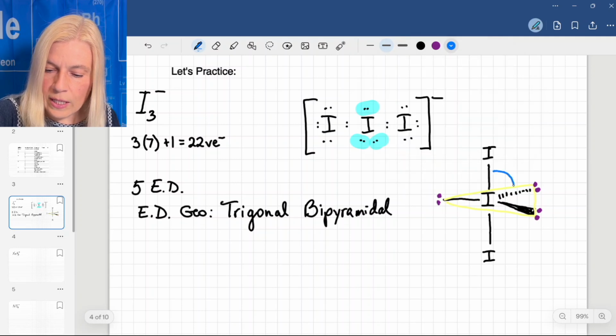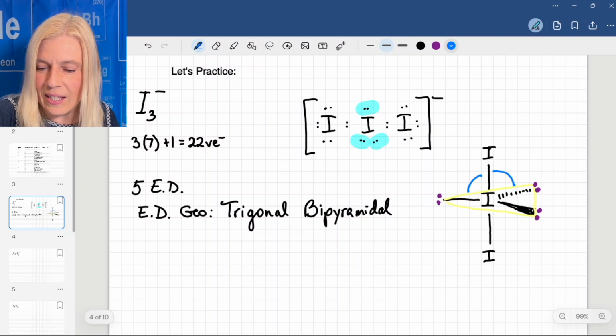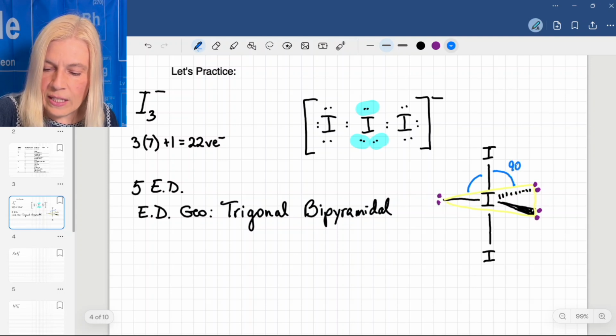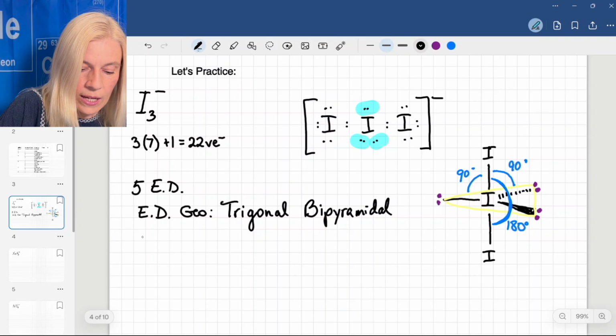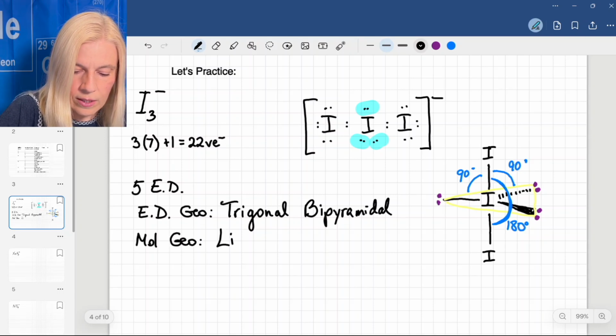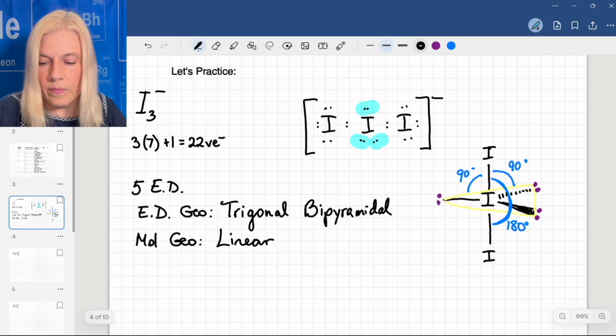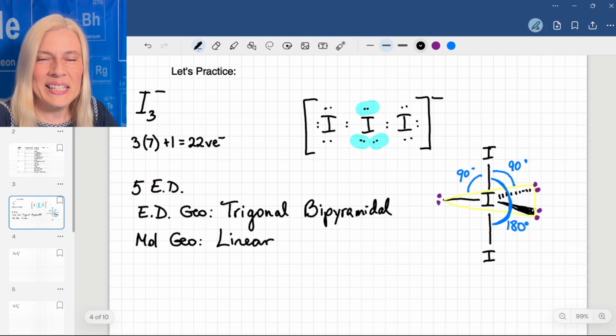Now let's think about the degree angles. Between these and every single lone pair is 90 degrees, but I don't see it. Then between these two iodines is 180 degrees. So my molecular geometry is linear. Do you see it? This is why this is a little harder than the previous video. All right, let's go here.